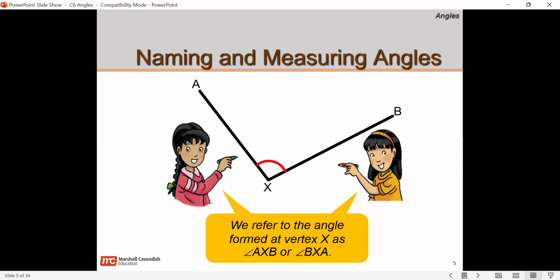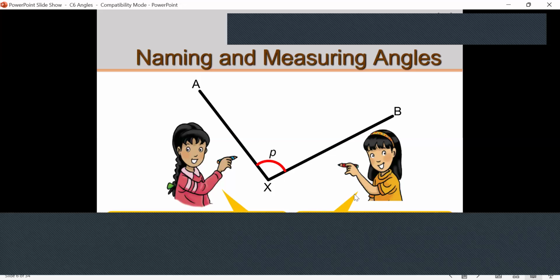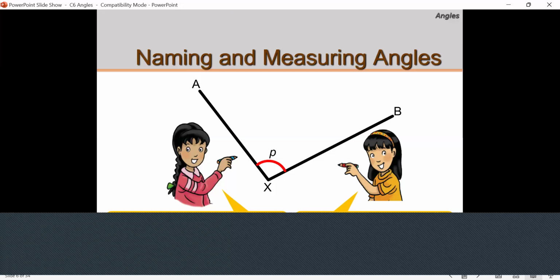Okay, but then for the naming here, you use a small letter. For example, I use a small letter here, P. You mark out, label the angle, the turn, the red color, that's what it's referring to, using a small letter P and name it as angle P. So that's the quick recap from the last learning point from yesterday. Is that okay? Yeah. Okay.